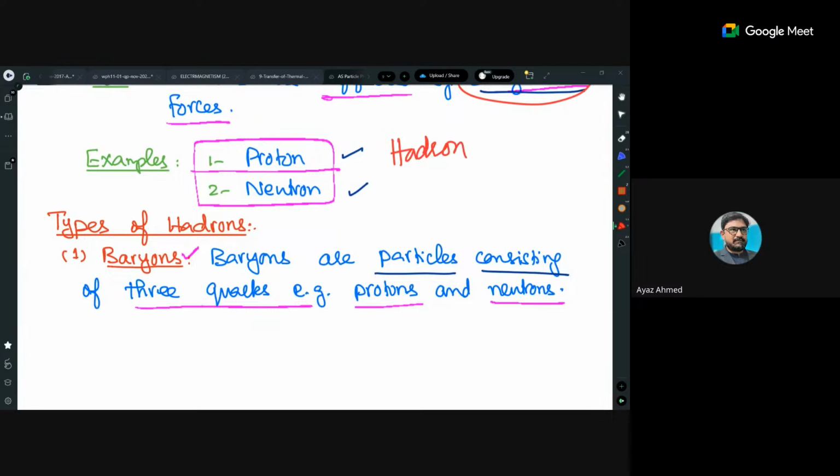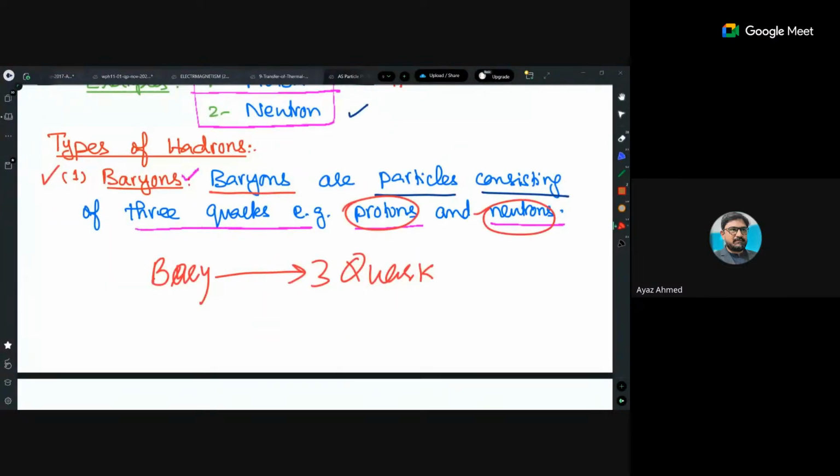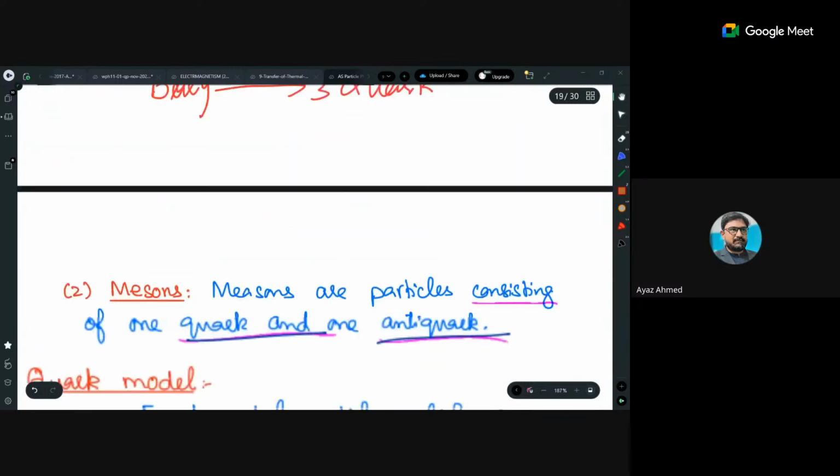The types of hadrons are two. One is baryons. Baryons are those particles which are made from three quarks. Remember one thing: the condition is that a baryon consists of three quarks. Simply. Okay. And examples of baryons in your syllabus are protons and neutrons. These two particles are the baryons which exist as more stable in the universe.